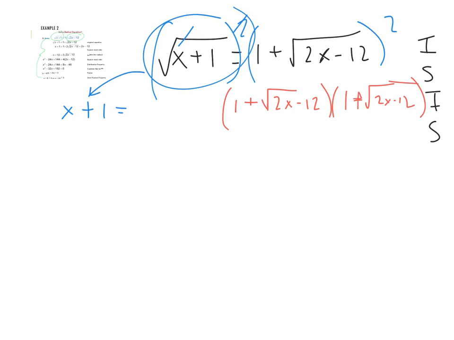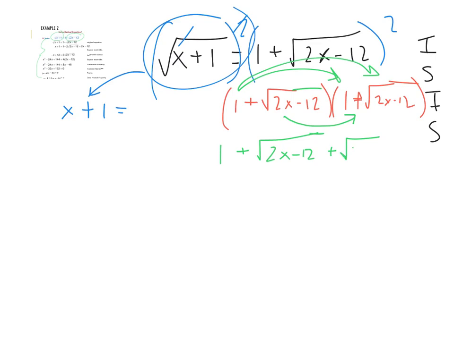We're still going to do it the same way we normally would do. So I'm going to multiply. 1 times 1 is 1. 1 times the square root of 2x minus 12 is simply the square root of 2x minus 12. The square root of 2x minus 12 times 1 is just another square root of 2x minus 12. And then the square root of 2x minus 12 times the square root of 2x minus 12 is just simply 2x minus 12.